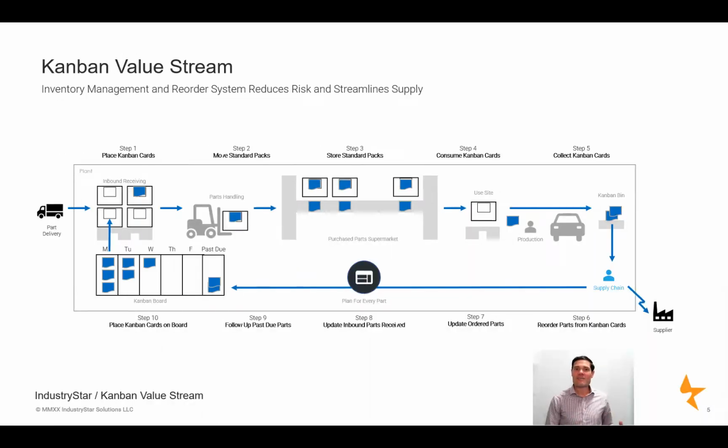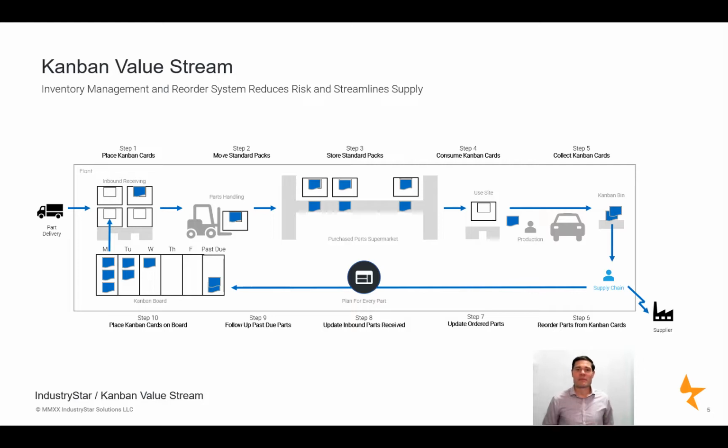At its core, Kanban is an inventory management and reorder system that reduces risk and streamlines supply. This specific example of a Kanban 2.0 system value stream is an enhancement of a basic manual system, as it contains some software automation to save professionals time and facilitate real-time collaboration. The 10 core Kanban steps included in the value stream are as follows.